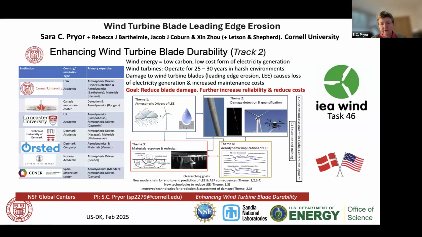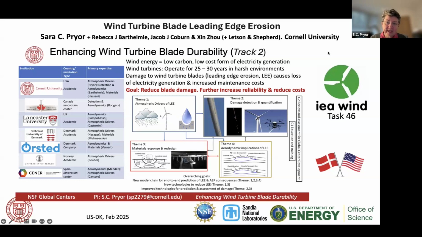Really, there are two activities that we're involved in here at Cornell that link across the Atlantic, so that have Danish and US collaborations. The first is a National Science Foundation global center that we run, that you can see the Danish Technical University and also Ørsted are part of here. And this global center has this lofty goal of reducing blade damage, further increasing wind energy reliability, and reducing costs. Pretty high and worthy goals.